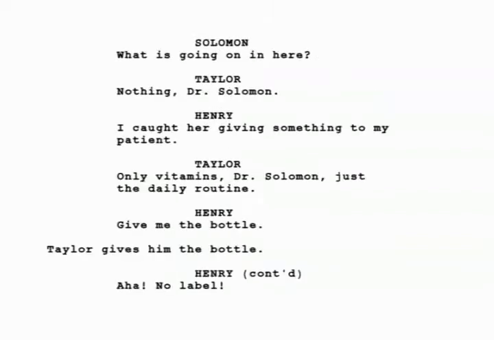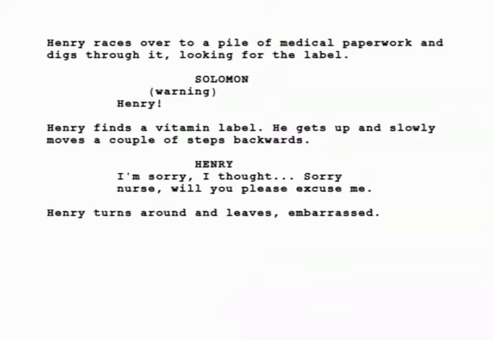Solomon enters. What is going on in here? Nothing, Dr. Solomon. I caught her giving something to my patient. Only vitamins, Dr. Solomon. Just the daily routine. Give me the bottle. Taylor gives him the bottle. Aha, no label. Henry races over to a pile of medical paperwork and digs through it, looking for the label. Henry. Henry finds a vitamin label. He gets up and slowly moves a couple of steps backwards. I'm sorry, I thought... Sorry, nurse, will you please excuse me? Henry turns around and leaves, embarrassed.